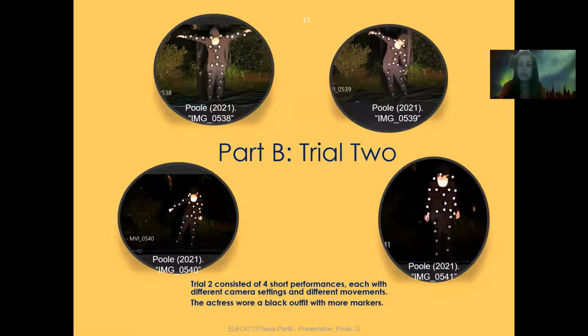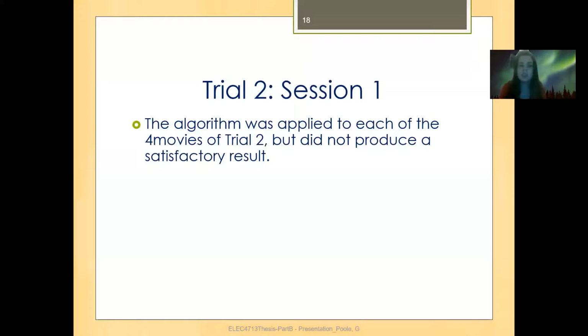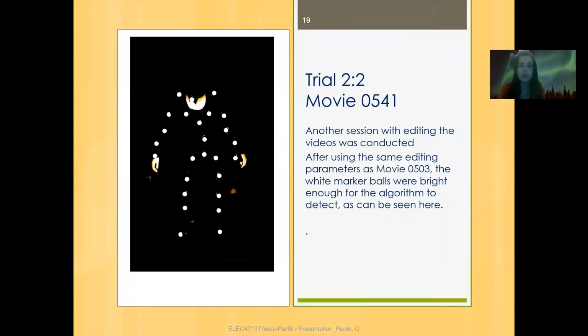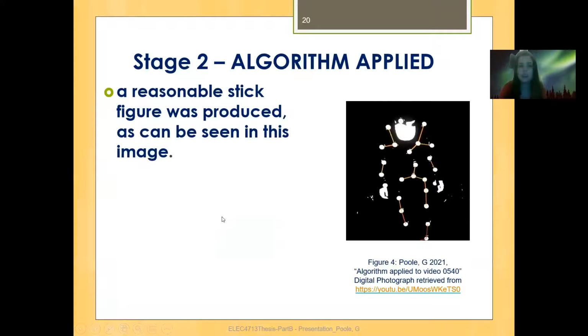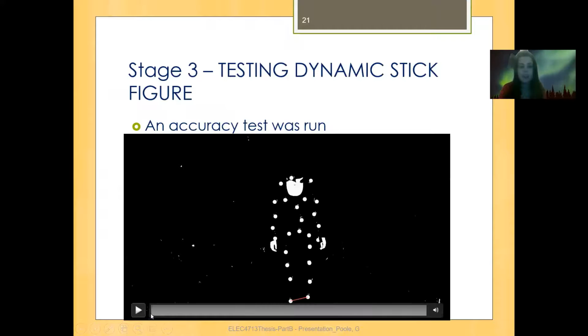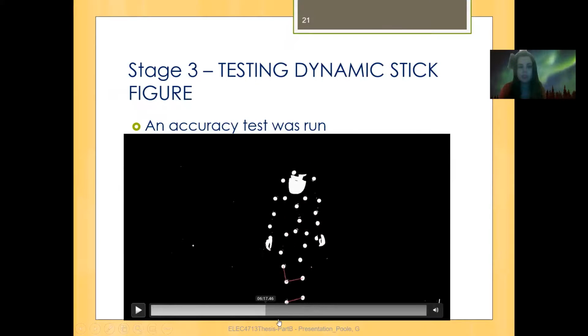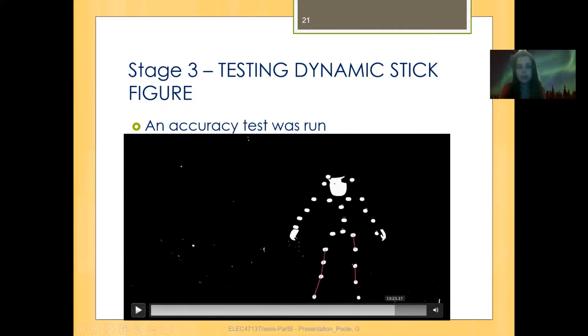Here you can see there's more connections. Here you can see the contrast is quite high. Where my face and hands are, that was removed because the area was too large and we only wanted to use contours for the markers. Now you can see the stick figure is coming out more clearly. Here is an example of the moving stick figure. So it's rather accurate.